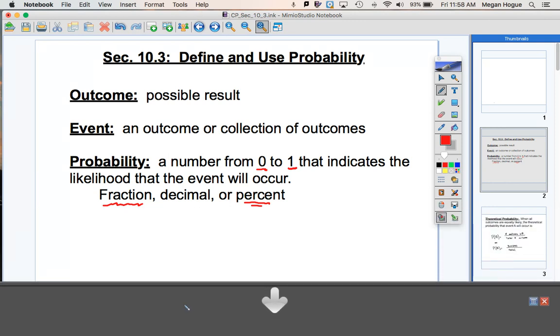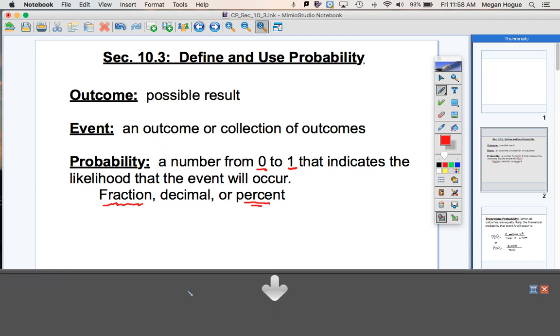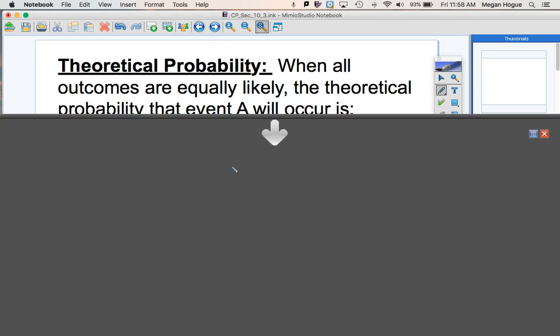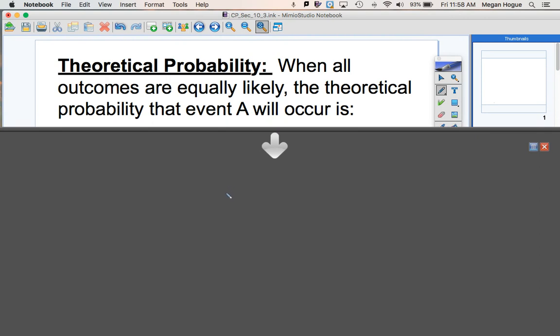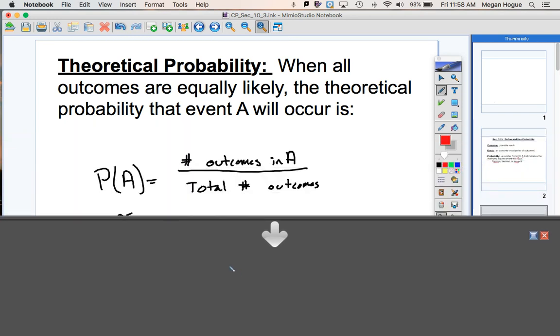Okay, so we should have all that down. Then the next part we're going to come to here, little study guide, theoretical probability. When all the outcomes are equally likely, the theoretical probability that event A will occur is the number of outcomes in A versus the total number of outcomes. So there's nothing tricky here. If you're tossing a coin, you could either get heads or tails. As long as it's a fair coin, it's not weighted in some way, the probability of getting heads would be one way to get heads out of two outcomes.